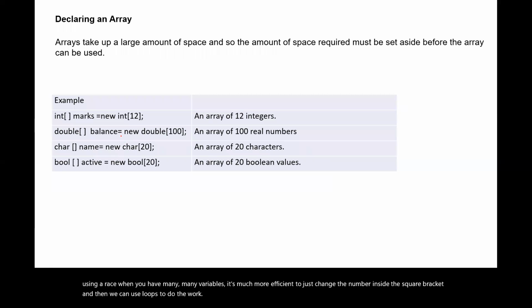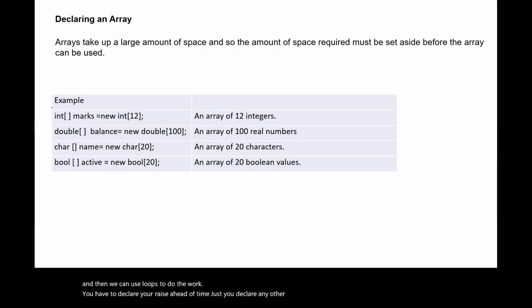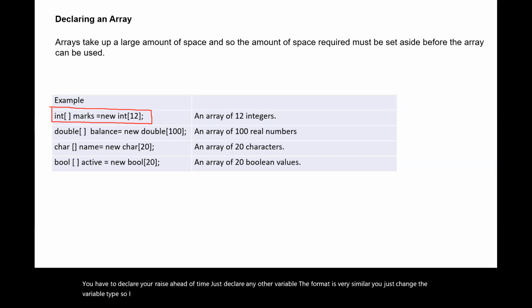You have to declare your arrays ahead of time, just like you declare any other variable. The format is very similar. You just change the variable type. So I might have an array of marks. They're of type integer. The square bracket says I'm working with an array. And we declare a new integer array, and this is how many variables we want.